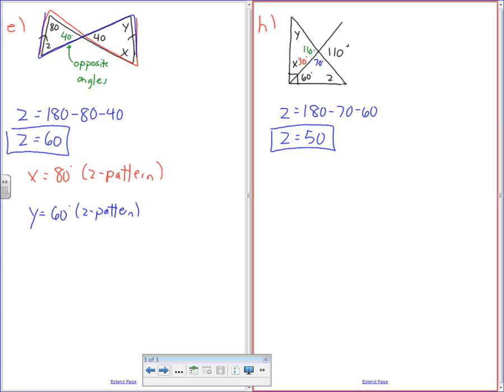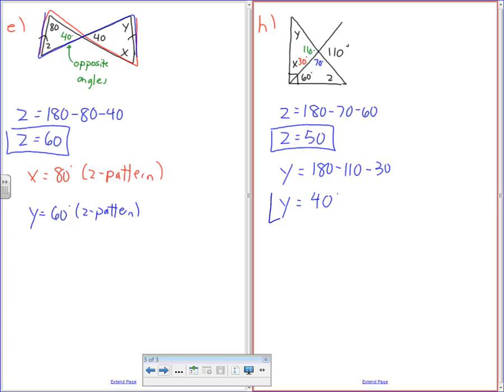This is looking wonderful, tremendous, awesome. How do we get y? Go ahead. 180 minus 110 minus 30. So y is going to be 180 minus 110 minus 30. So y equals, what is that, 40?